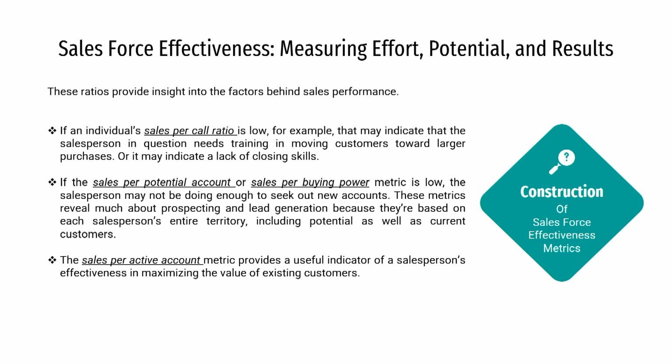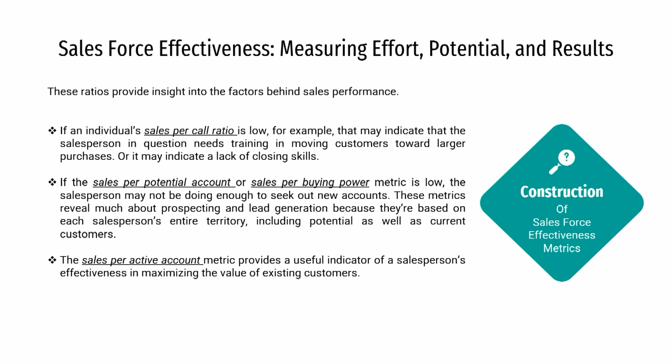If the individual salesperson's sales per call ratio is low, for example, that may indicate that the salesperson in question needs training in moving customers towards larger purchases. I am catering to the customers, but somehow I am unable to convince them to purchase more. So, I need training from that perspective, or it may indicate a lack of closing skills.